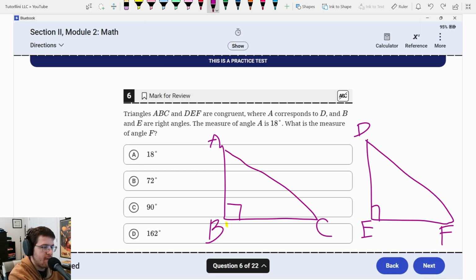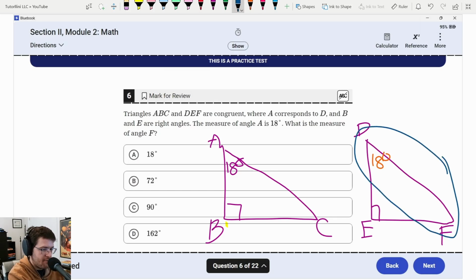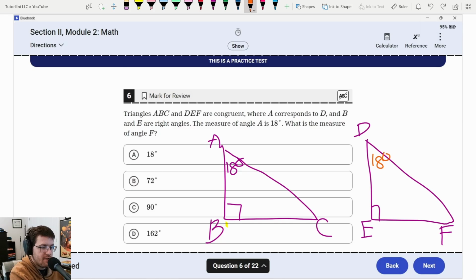All right, so it says the measure of angle A is 18 degrees. Angle D corresponds with A. I can tell that looking at the congruency statement and also my picture. So this guy is also 18 degrees. The 2 acute angles in a right triangle add up to 90 degrees. So I'm going to do 90 minus 18, and I get 72 degrees. And then angle C corresponds to F. For the same reason, he is also 72 degrees. The question's asking us about angle F, which is over here. So we're going to go with B, 72 degrees.